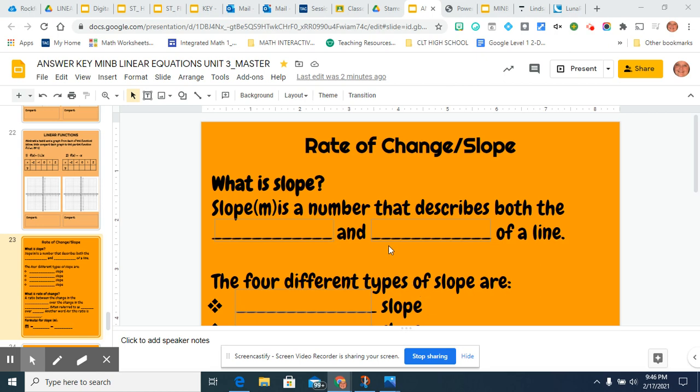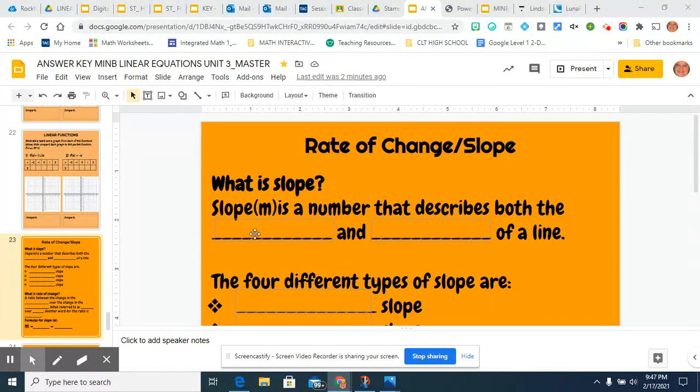Okay, today we're continuing on with discussing linear functions or linear relationships. Yesterday we talked about one of the characteristics that makes a linear function linear is that it has a constant rate of change, which we call slope. So we're continuing on talking about slope today.